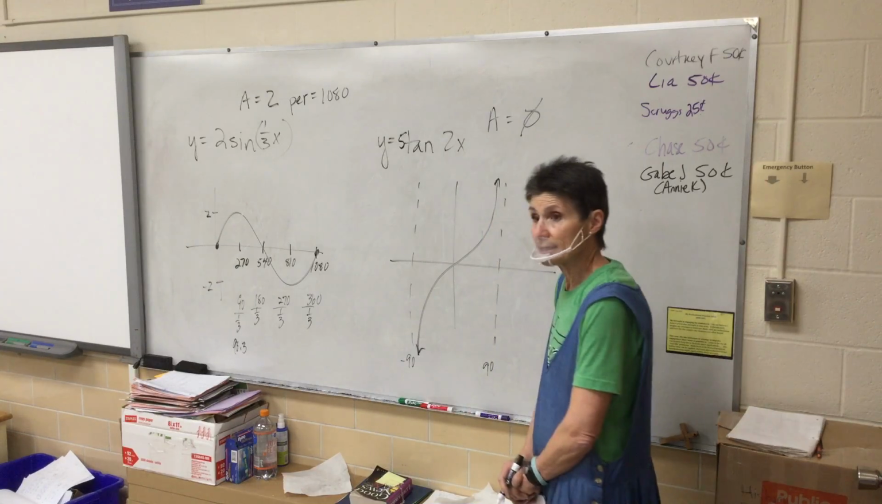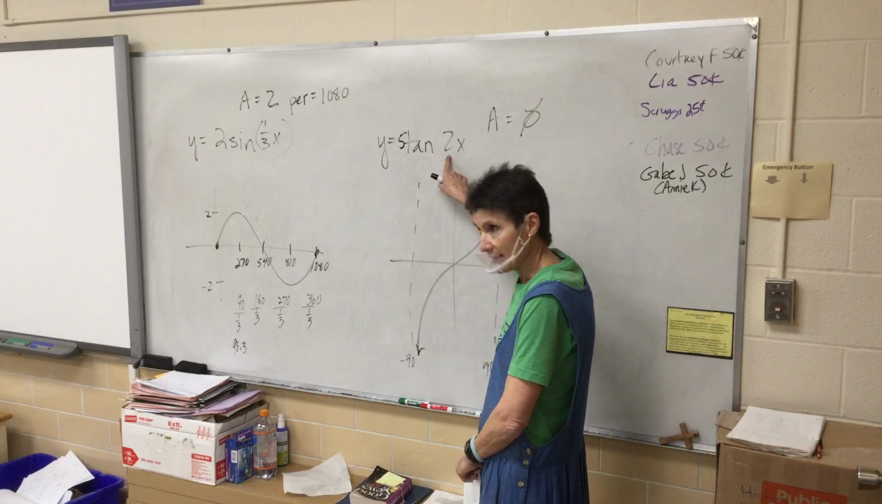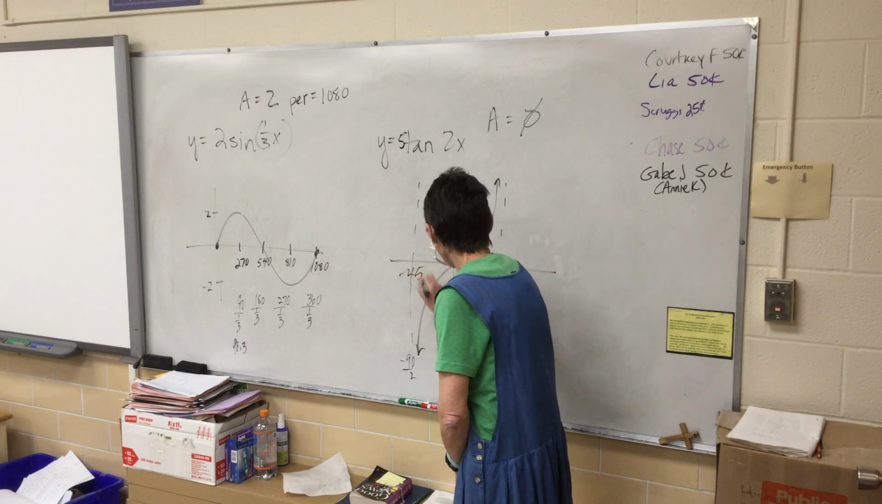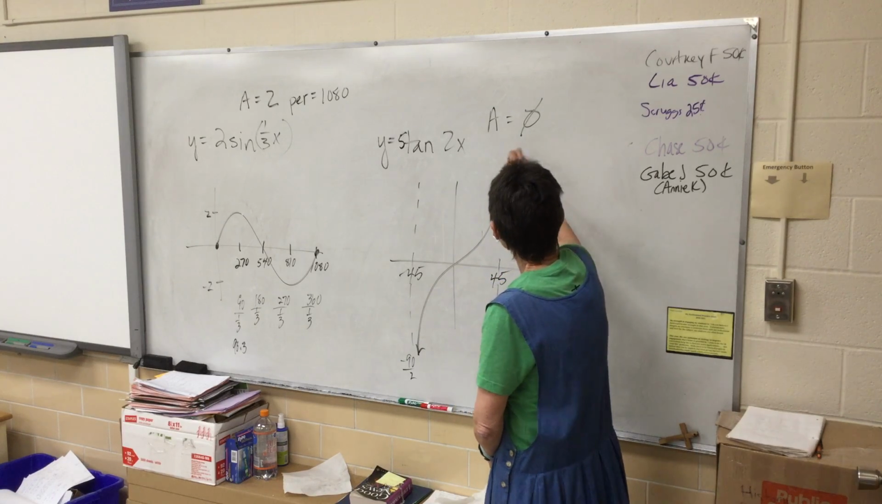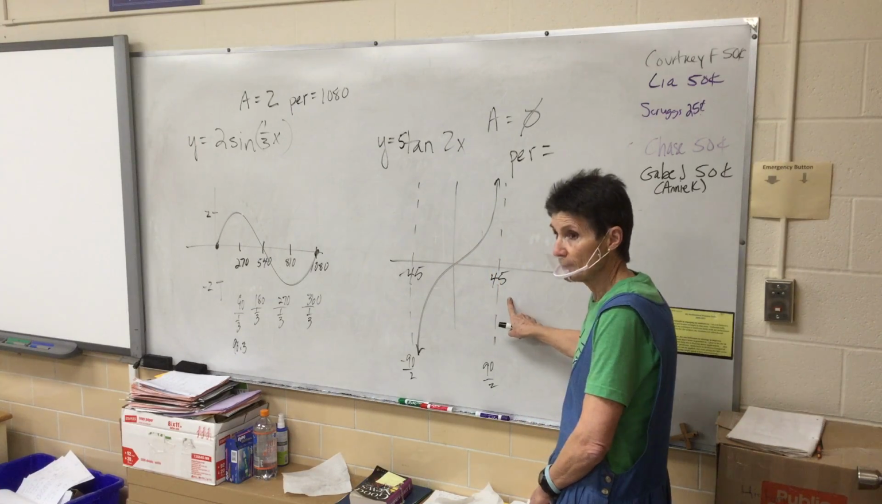Okay, so negative 90 to 90. Well, what happened? We divided by 2. So now the labels are negative 45 to 45, which means your period, start to finish, is 90.